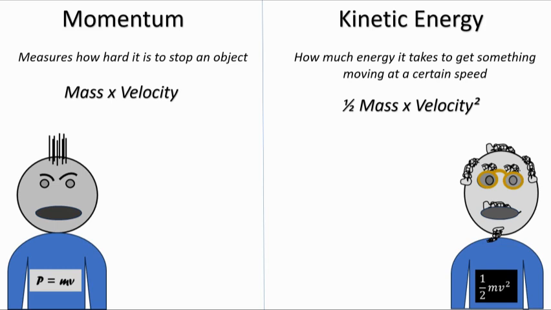Kinetic energy, on the other hand, places more importance on velocity. The velocity is squared in this equation. So if you double the mass, you'll double the kinetic energy. But if you double the velocity, you'll quadruple, or 4 times, the kinetic energy. Kinetic energy measures how much energy it takes to get the object moving at the speed that it's moving at.